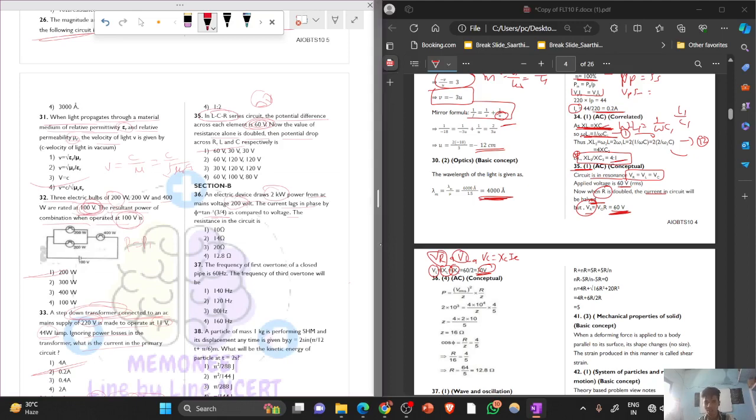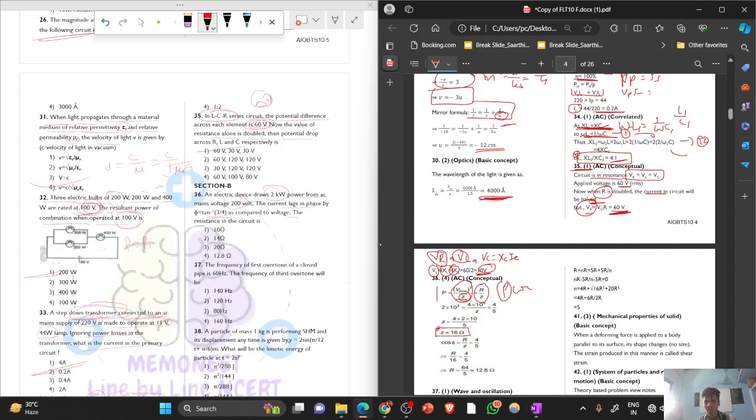Now moving to the solution. Power is equal to P cos phi, and P is equal to V square by Z. So this is P and this is cos phi, the power factor. From here you can easily get the value of Z.